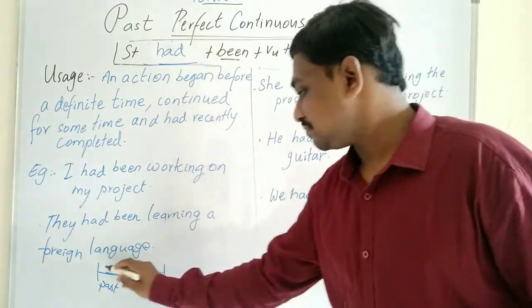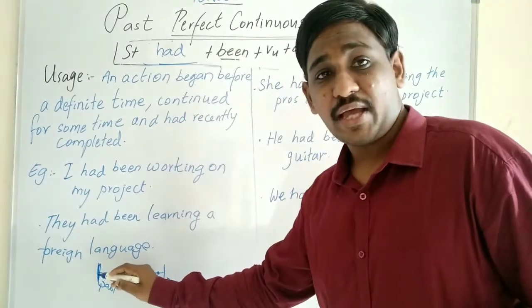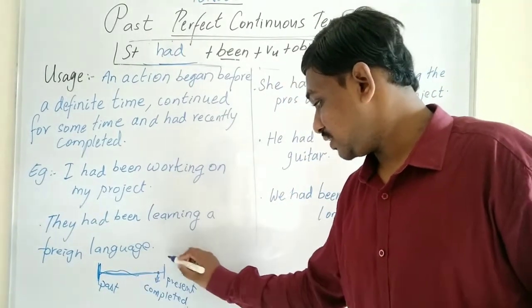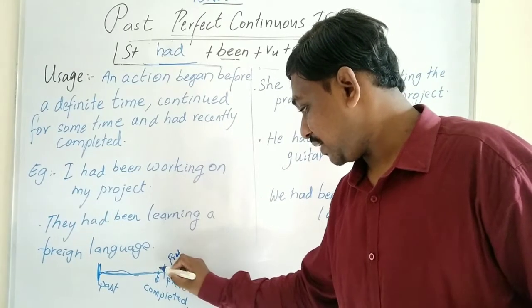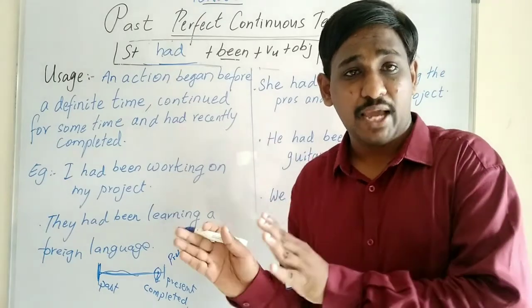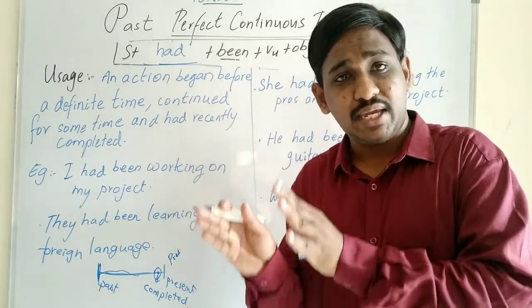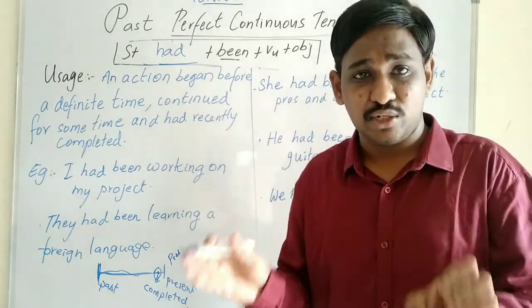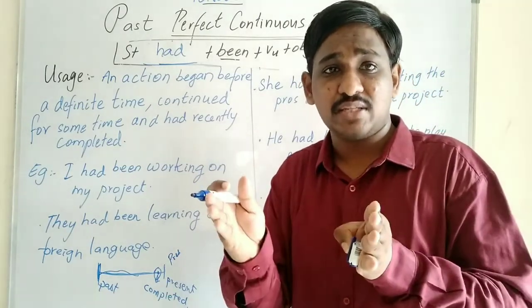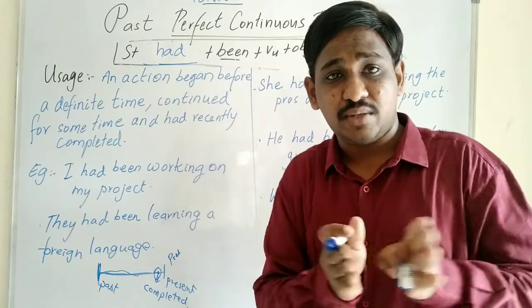So an action started in the past, continued for some time in the past. So this is present. So it completed before the present. So at the time you're talking, it's not happening. It completed or you discontinued it. It started in the past, it went on for some time in the past, and now it's completed.